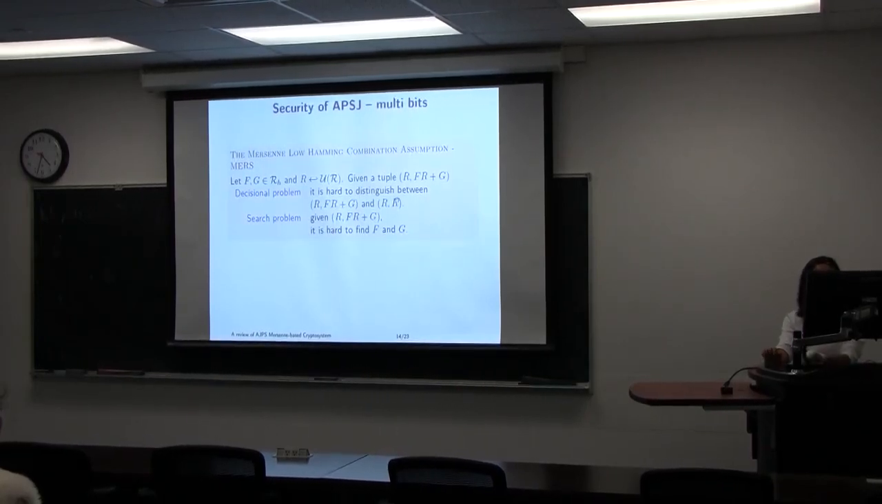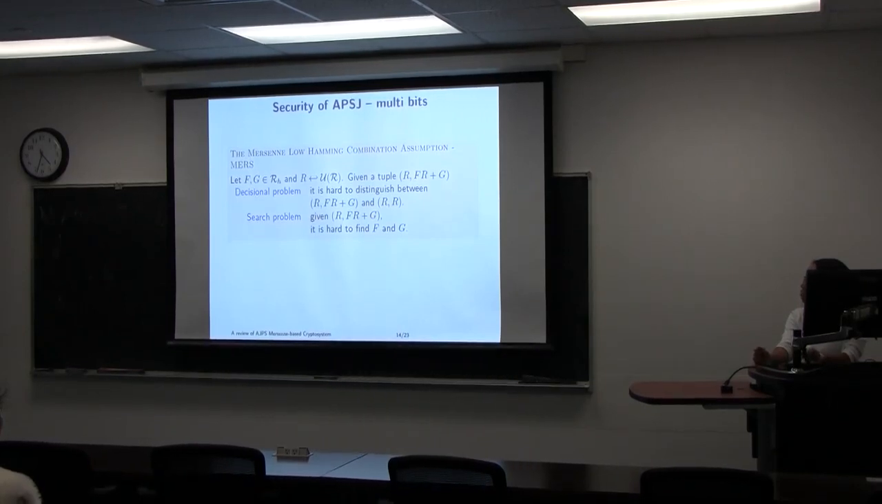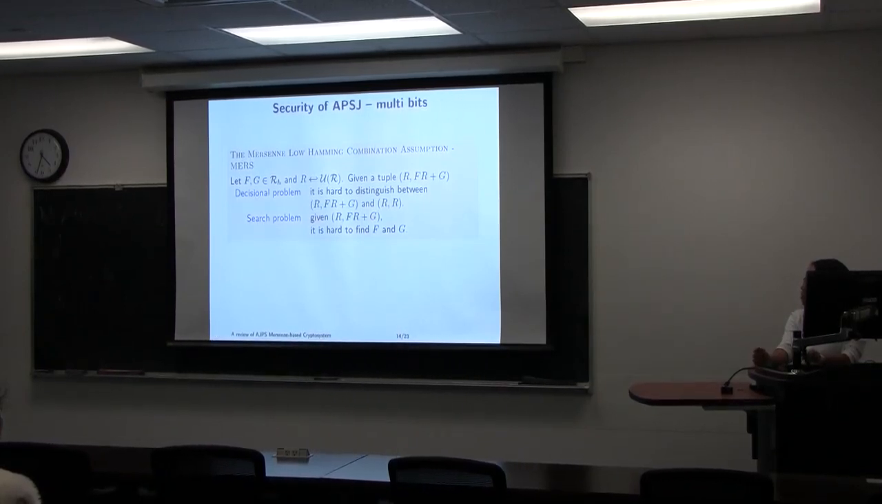So we're back to the security of this cryptography system. The security of the single bit system is based on the Mersenne ratio assumption. But the security of the multi-bit crypto system is based on the low Hamming weight combination assumption, such that if we have F and G with a low Hamming weight, and R is uniformly random from the ring R, and we have a term R, FR plus G.